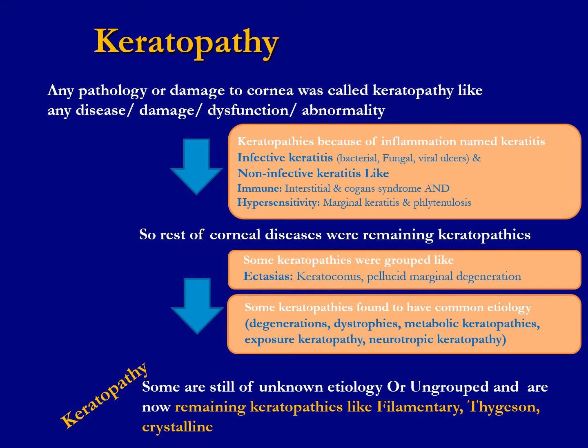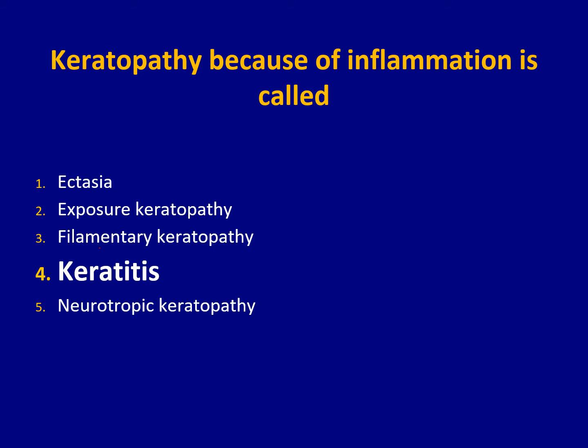In VHB 7.1, we have defined the keratopathy. Then keratopathy because of inflammation is called keratitis. So that must be the answer. Also remember that keratopathies are grouped for ectasias, and some of the keratopathies have got common etiology. So answers for the next few MCQs are in this slide. Let's see the answer. Keratitis. So keratitis is the answer, keratopathy because of inflammation.